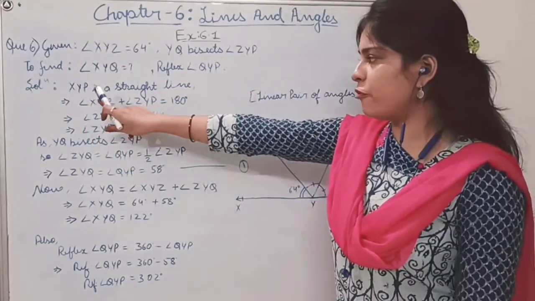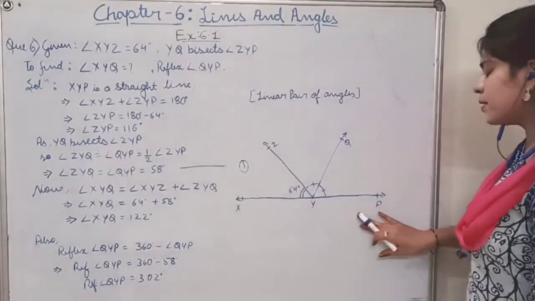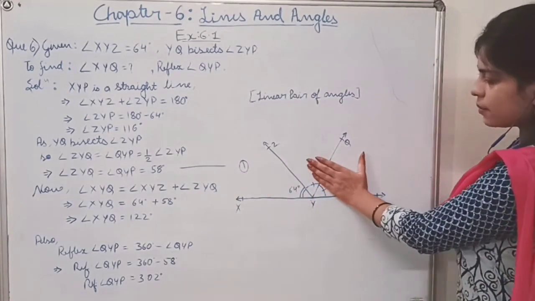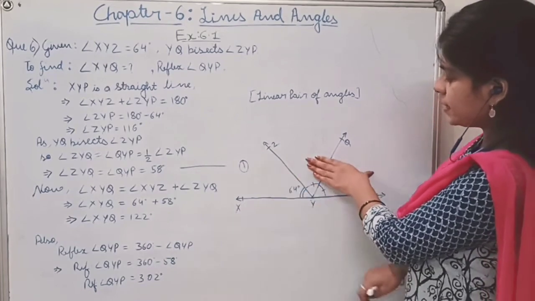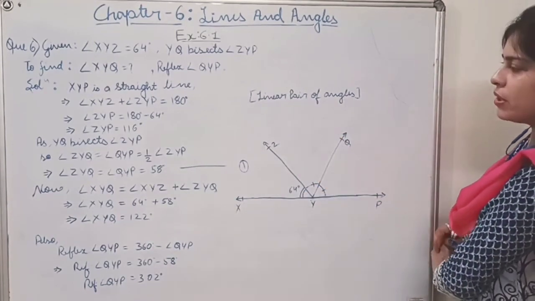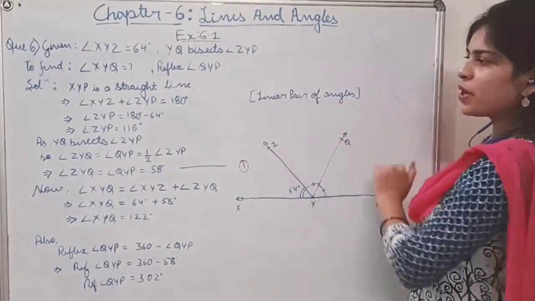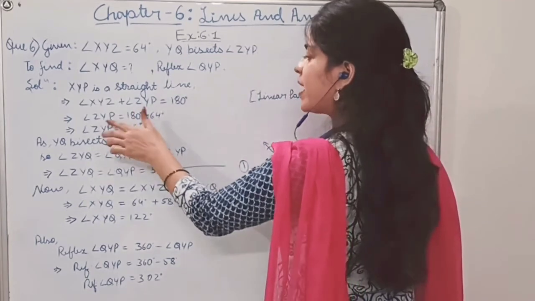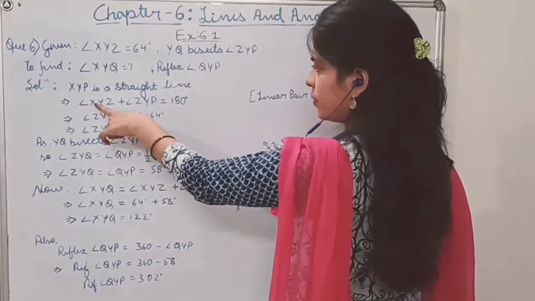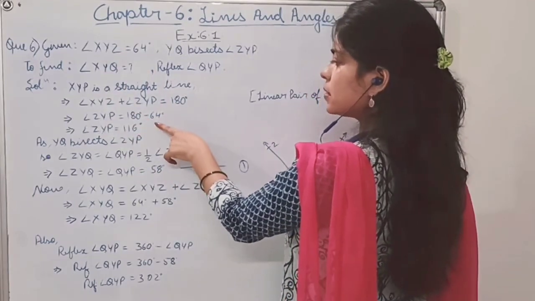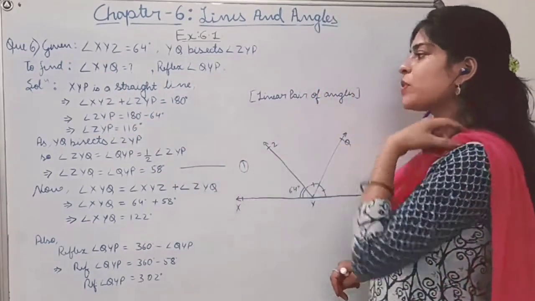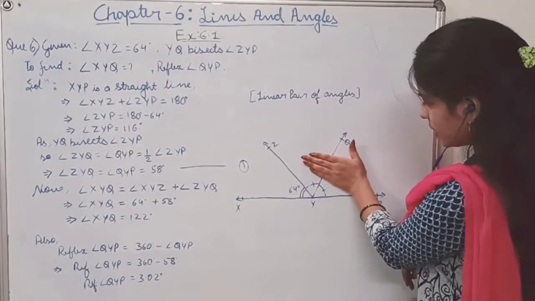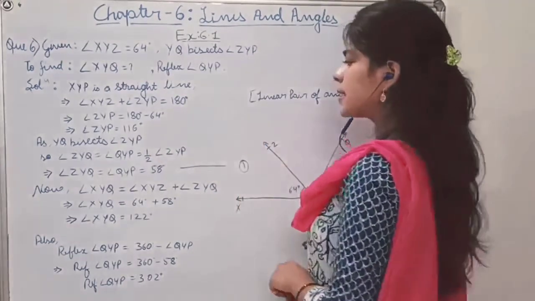As XYP is a straight line, we can see clearly here that XYP is a straight line, then the sum of the two angles, XYZ and ZYP, will be 180 degrees by linear pair of angles. We know the measure of angle XYZ, so angle ZYP will be 180 minus 64, because XYZ is 64. We transpose the 64 to the other side, so it becomes minus 64. So the measure of ZYP, this angle, is 116.